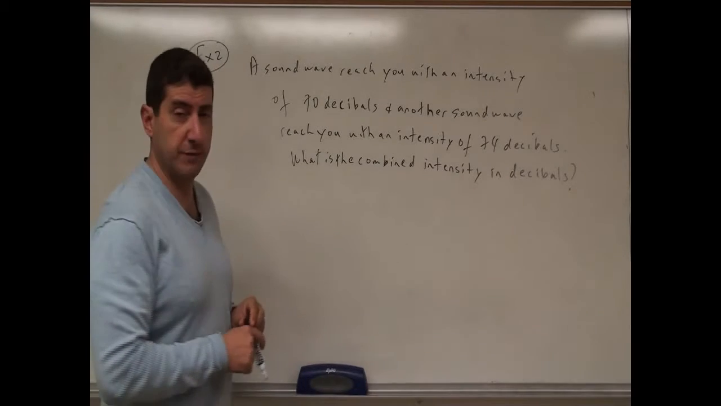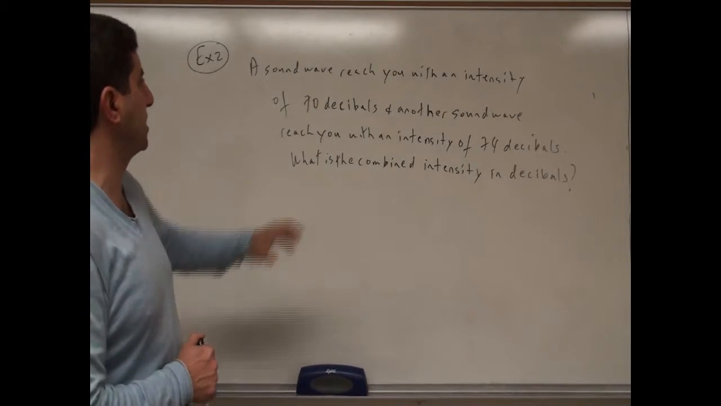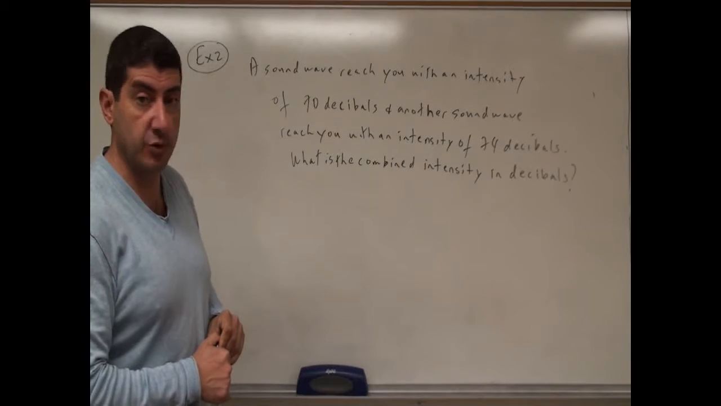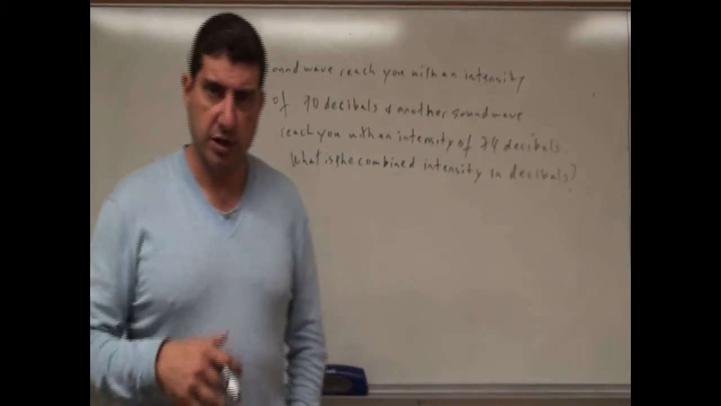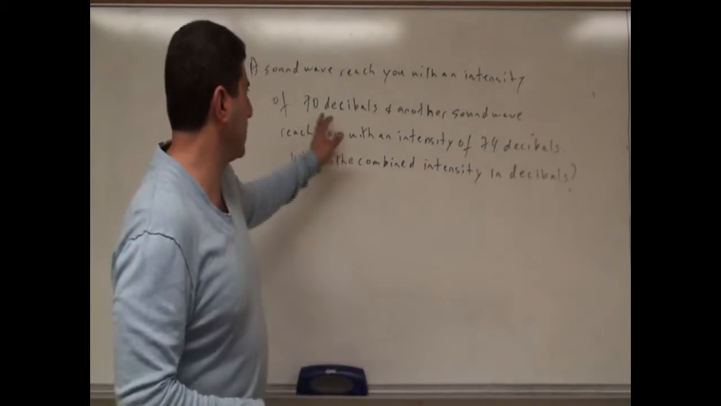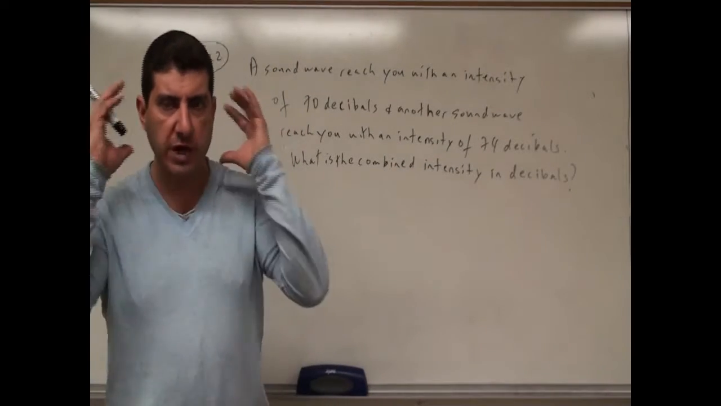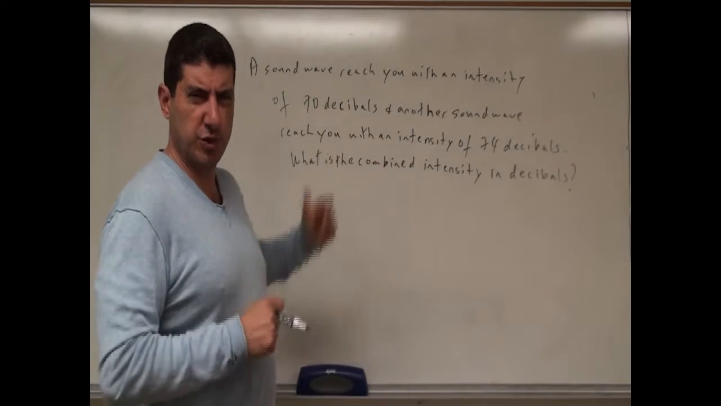Okay, our example 2 for sound intensity says a sound wave reaches you with an intensity of 70 decibels and another sound wave reaches you with an intensity of 74 decibels. What is the combined intensity in decibels? So do we add them? Do we do 70 plus 74? That would be 144. That would be way too painful, right? So do we do 70 plus 74 or what do we do?